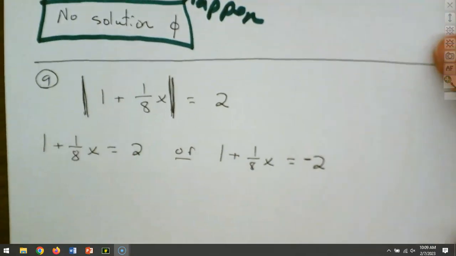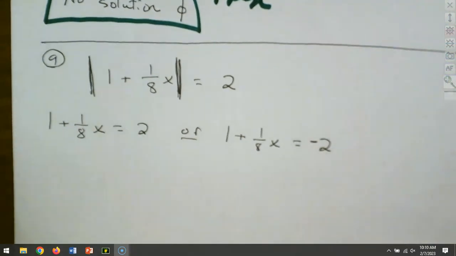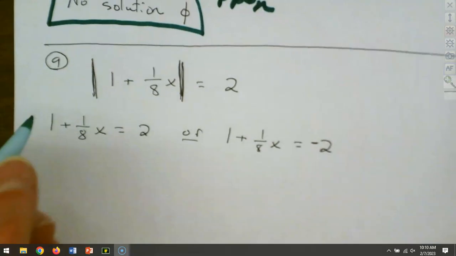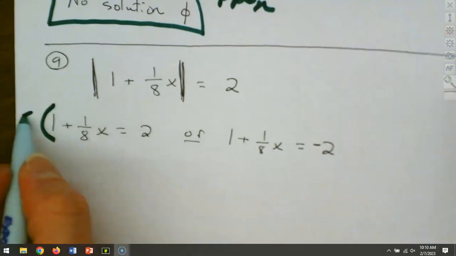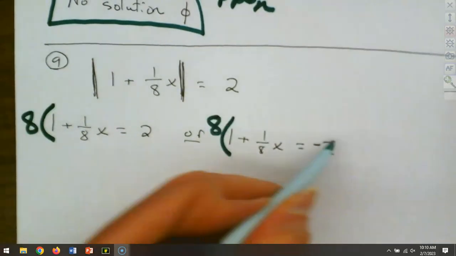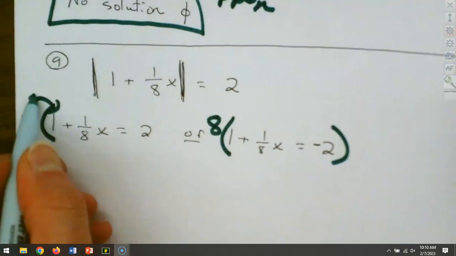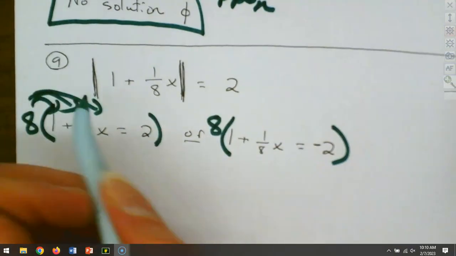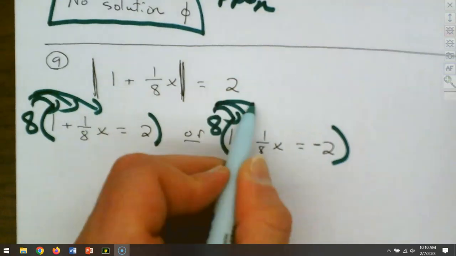Now, solve it. Well, I like to get rid of the fractions. So the only fraction we have is an 8. So I'm going to multiply all of this by an 8. So just multiply them both by an 8, and that'll get rid of those. So we'll just do them both together.